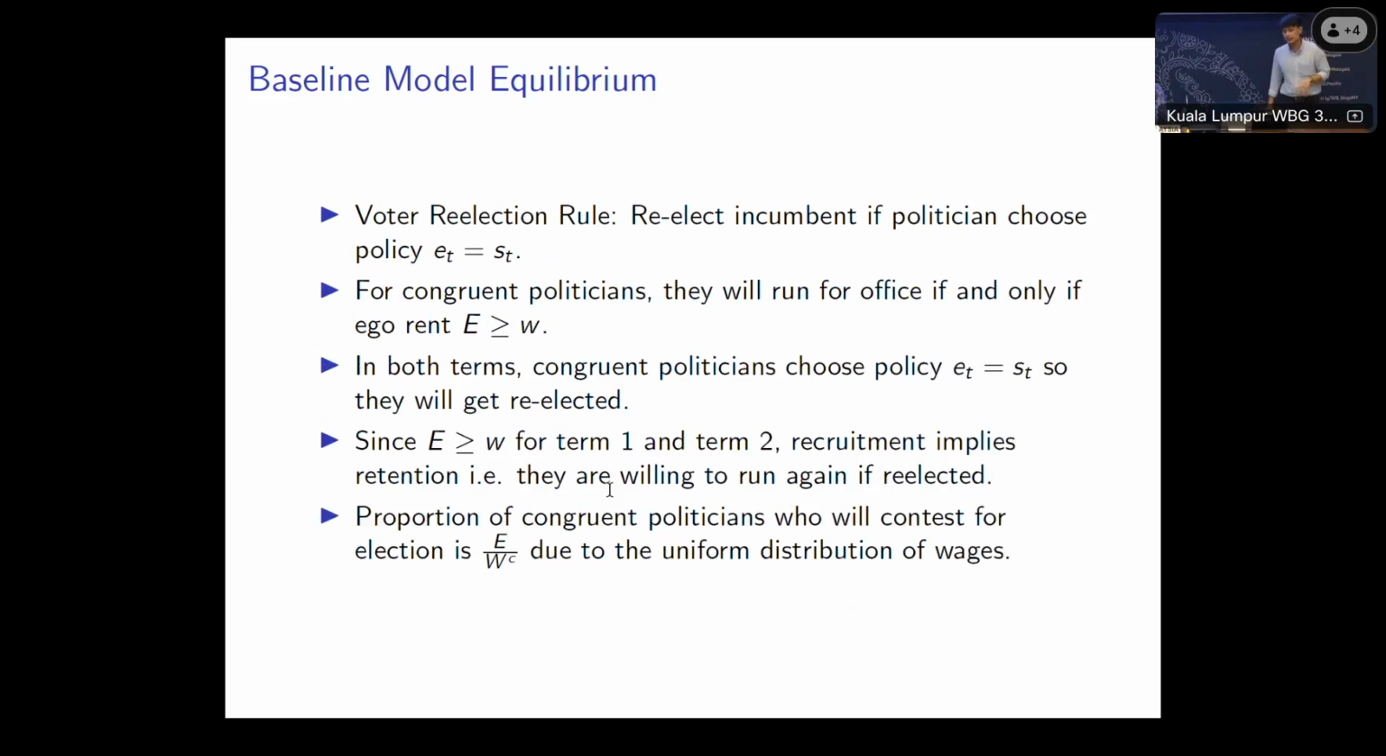The idea here is that you can have a voter that is very sophisticated, but I don't want to complicate the model even further. So just have the simple rule: re-elect the incumbent if the politician actually chooses the same state of the world.